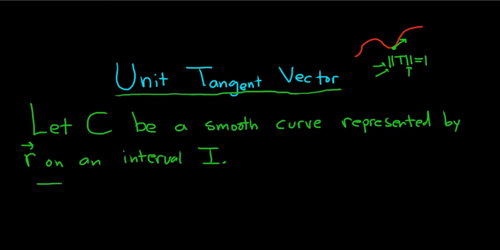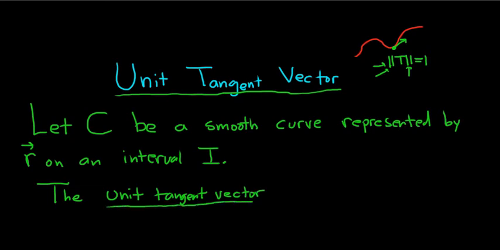The unit tangent vector. I'll underline it. And the symbol we use is a capital T. This is pretty standard. So T of t. It's two T's: a capital T for the tangent vector, and a lowercase t for our parameter.